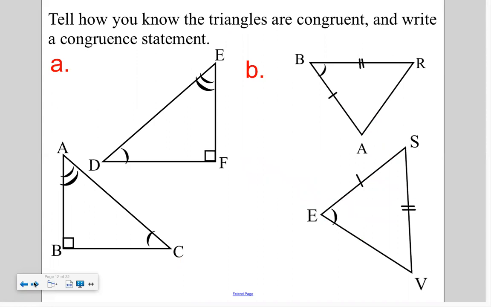All right. Tell how you know the triangle is congruent and write a congruent statement. These are 2 examples that actually don't work. There's no way to say these are congruent. And we talked about this example yesterday. This is actually like angle, angle, angle, where you have 3 pairs of angles that are congruent, right? We could say not enough information or not congruent.